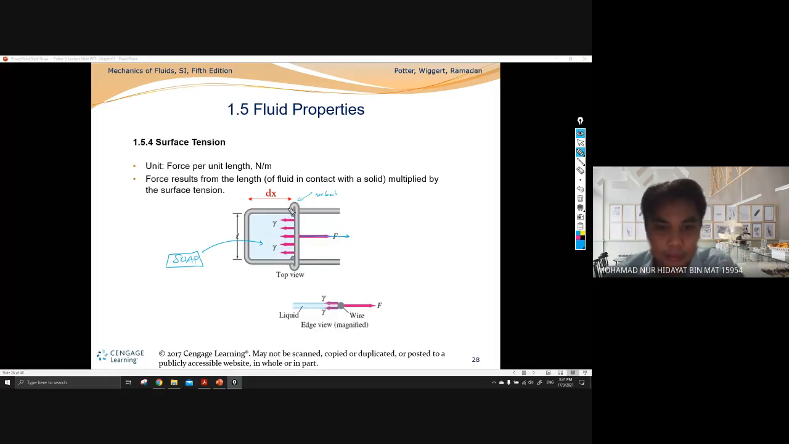Once it breaks, that is what we call the limit of the surface tension, the strength of the surface tension for the soap. Until what extent can we pull the force until the surface of the soap breaks? If the soap won't break, we can pull longer until the value of dx increases. Once the surface of the soap breaks, we can measure the force and the length here. That is the strength of the surface tension.